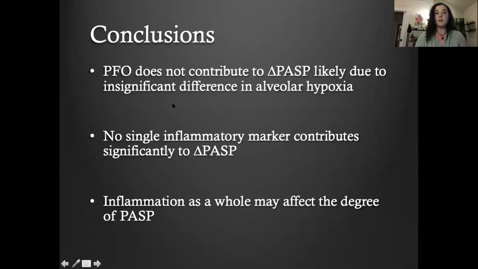So in conclusion, we found that a PFO does not significantly contribute to the change in pulmonary pressure, and that's likely due to insignificant differences in alveolar hypoxia. Additionally, no single inflammatory marker contributes significantly to the change in pulmonary pressure, but inflammation as a whole from that multiple regression analysis may affect the degree of pulmonary pressure at altitude.